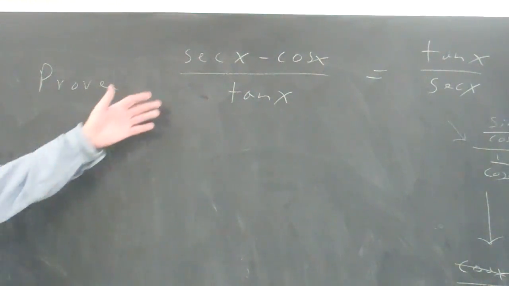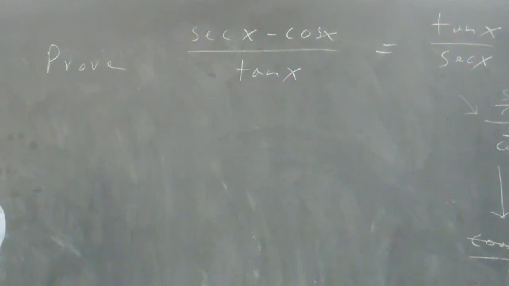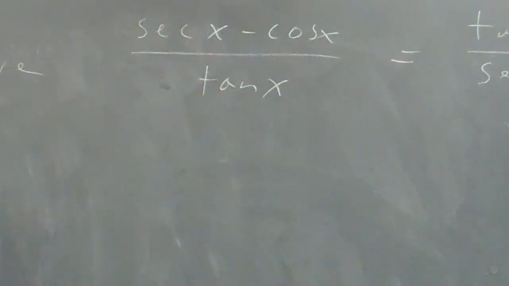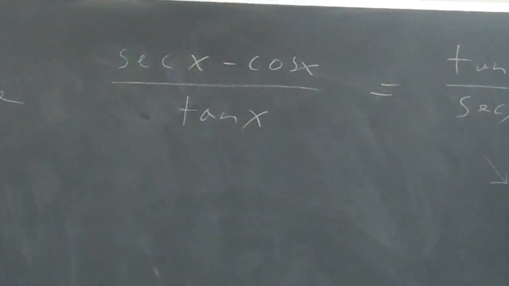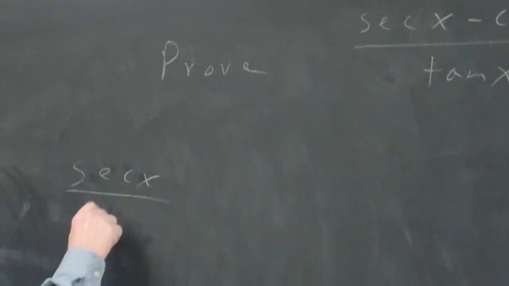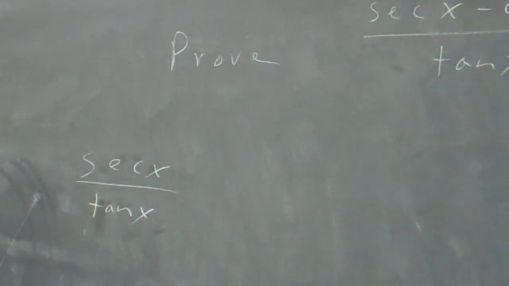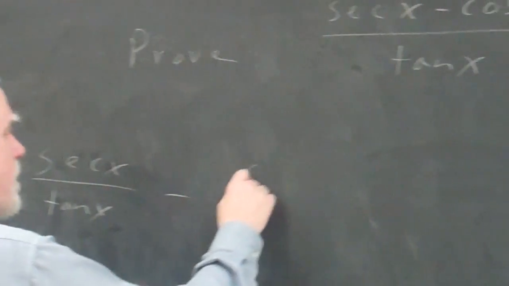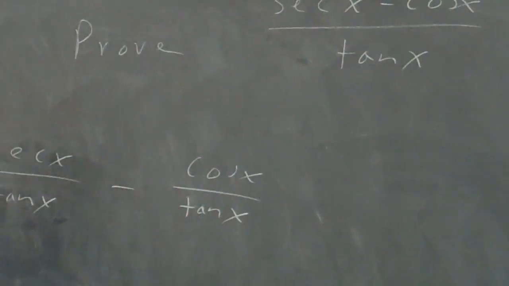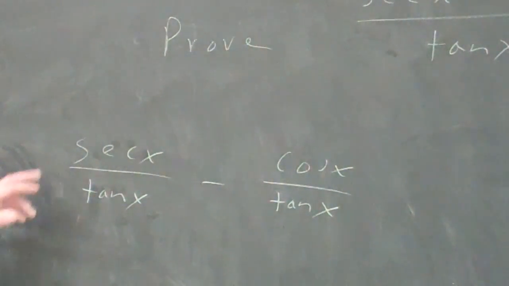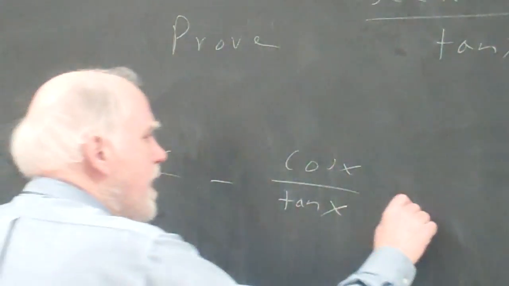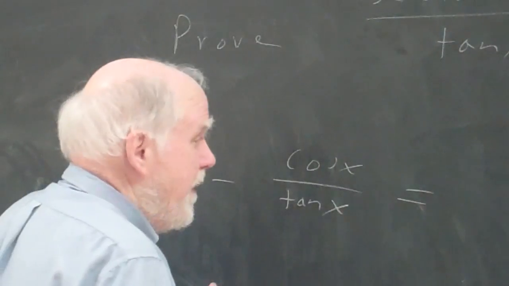So I'm looking at this thing and I say, well, what should I do? Maybe, there's two things I can do. I can change everything to sines and cosines, or I could split the fraction up, and I have no idea. I'm just going to split the fraction up and see what happens, okay? Remember, in algebra, that's one of our little algebra tricks. Minus cosine x over tan x. And I may or may not get to where I want to go. Let's hope I do. All right, well, now the only choice I have is to change everything to sines and cosines. And hope I eventually end up with sine of x, all right?